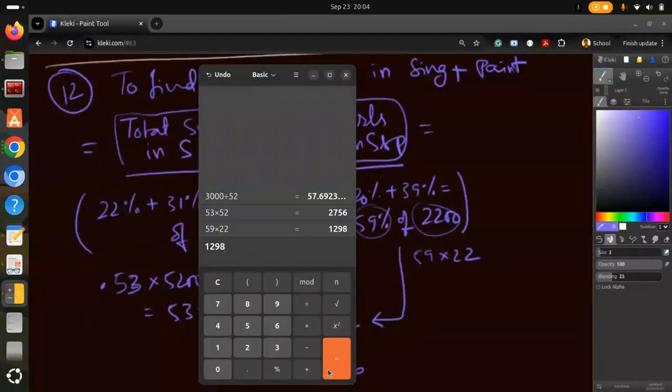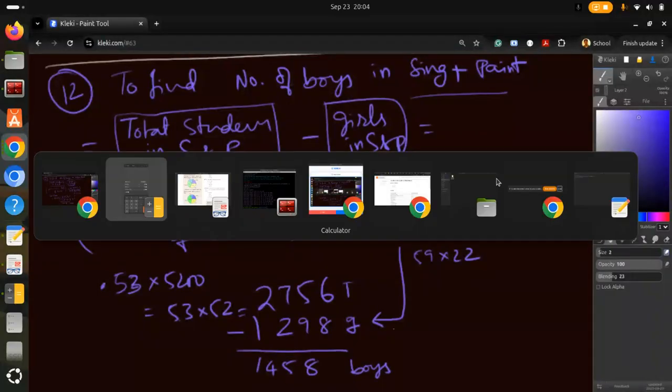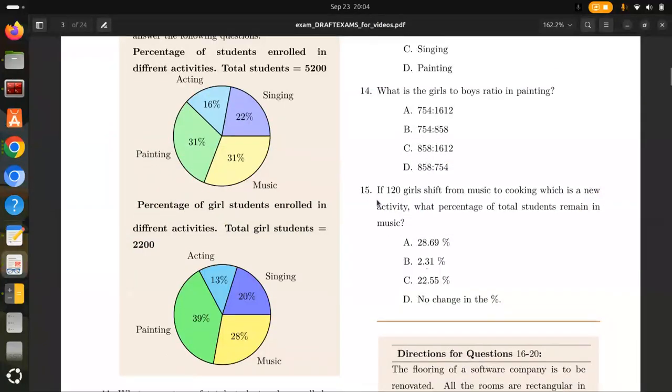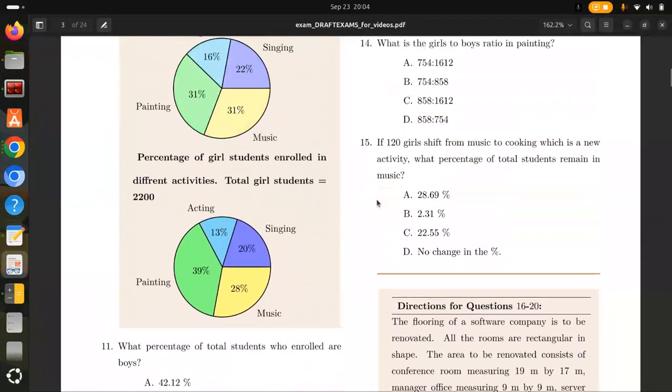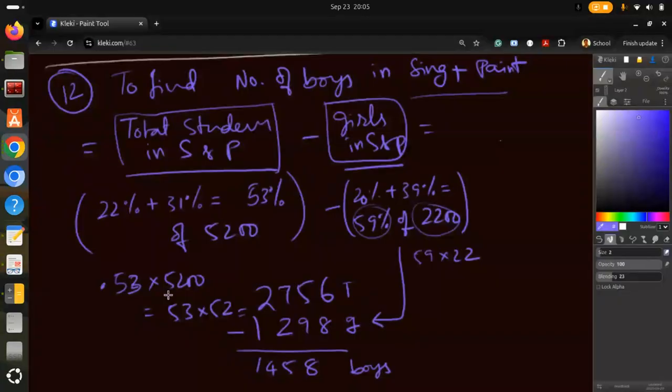Anyway, already I have 1298. I'll subtract 2756 from it. So I'll get the answer in negative, but that is okay. 1458. So 1458 boys are there in singing and painting. So this is the answer, 1458. Let's see whether that matches with one of the answers. Here you can see option A is 1458, so our answer is matching. Therefore, question number 12, the answer is option A.